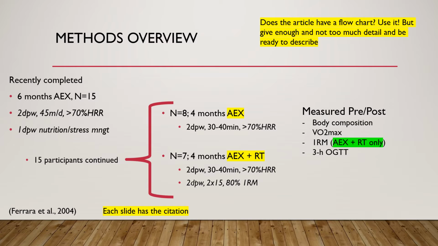We always want to identify what was measured, and so on this slide I've just identified briefly that body composition, oxygen consumption, strength, and glucose metabolism was evaluated through a 3-hour oral glucose tolerance test. And that is when you take a big slug, you're fasted, you take a big slug of very sweet, high sugar beverage, and the blood glucose level is measured at specific times after the glucose consumption.